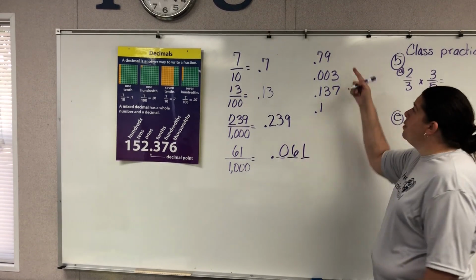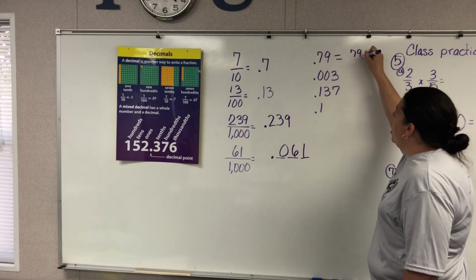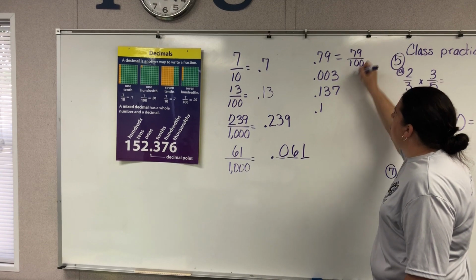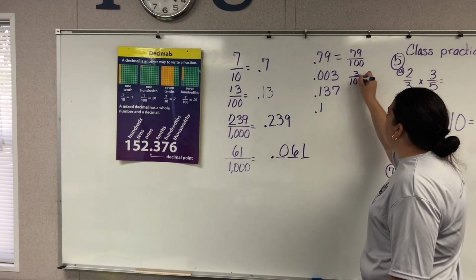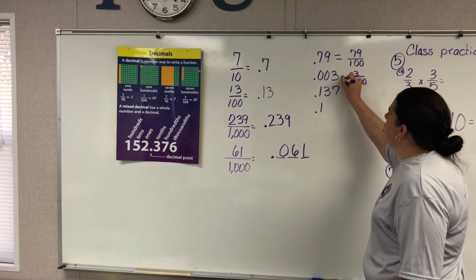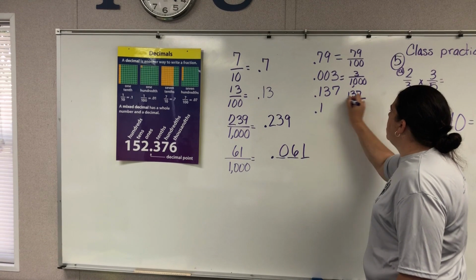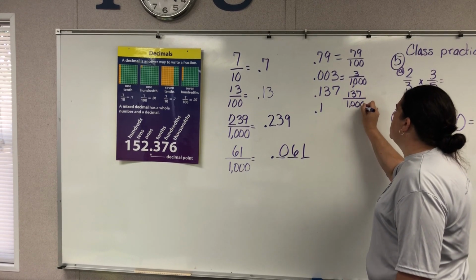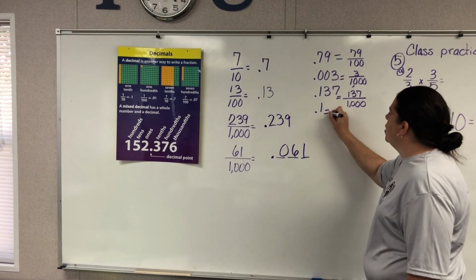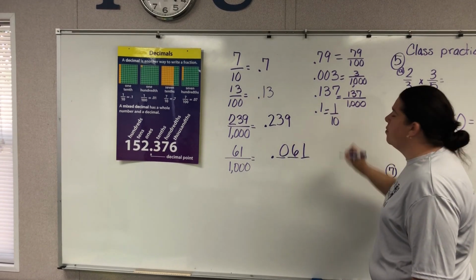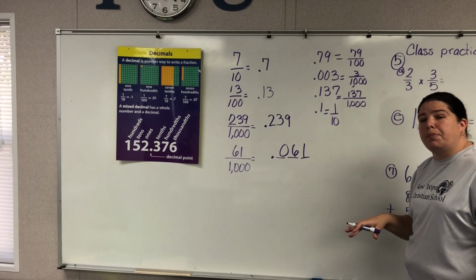And we'll go the other way from decimal to fraction. 79 hundredths, 3 thousandths, 137 thousandths, and 1/10.